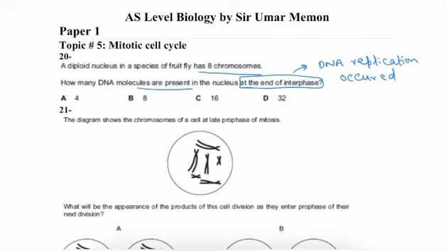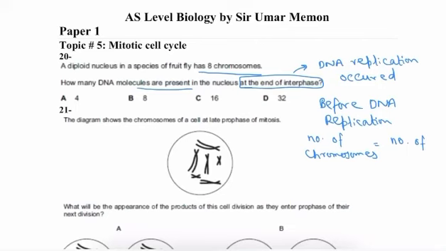You should know that before DNA replication, the number of chromosomes is equal to the number of DNA. But after DNA replication, what happens? The DNA doubles. However, the chromosome number remains same. So if this cell has 8 chromosomes, then at the end of the interphase, when DNA replication has occurred, the DNA would be 16. So answer is C.